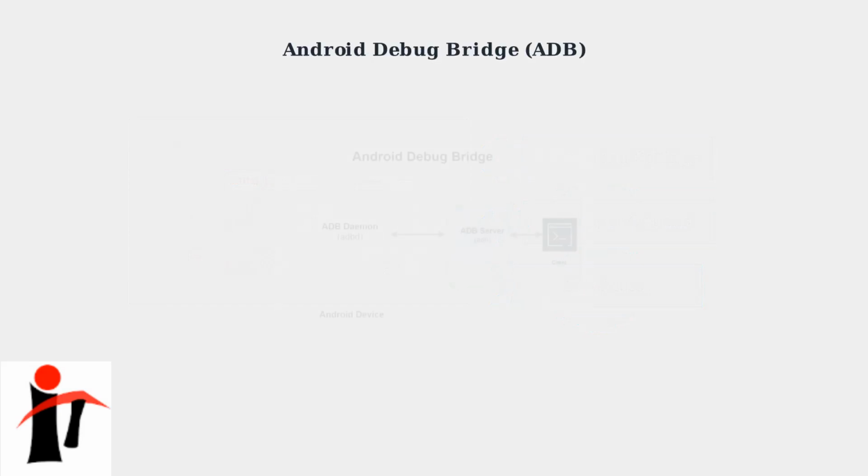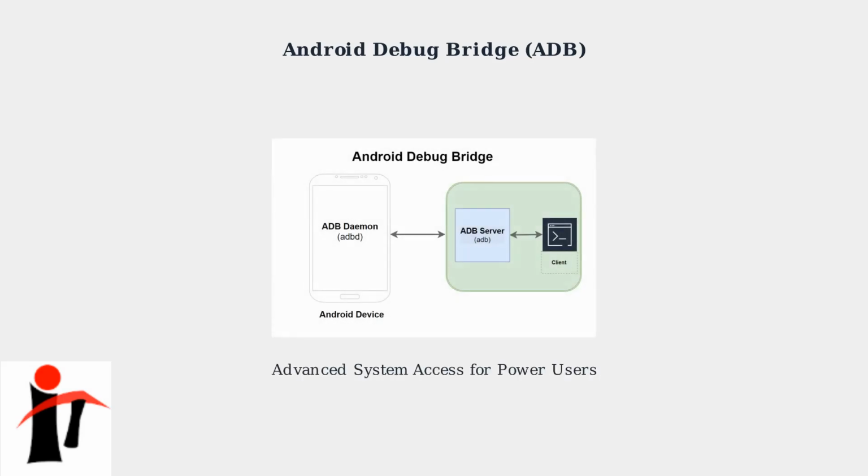For advanced users, Android Debug Bridge, or ADB, provides the deepest level of system access. This tool allows developers and power users to modify system settings that aren't available through the standard interface.